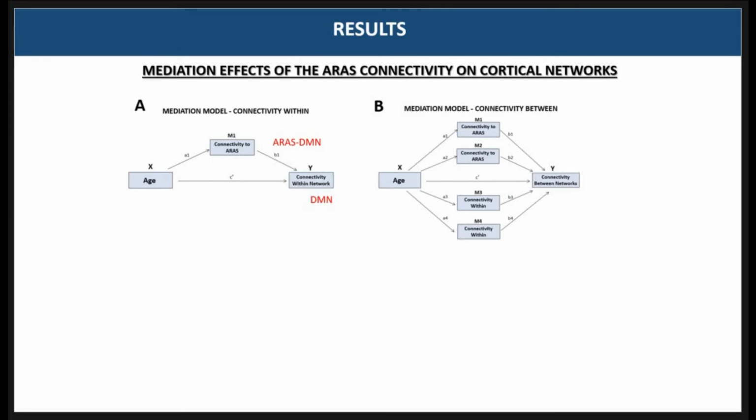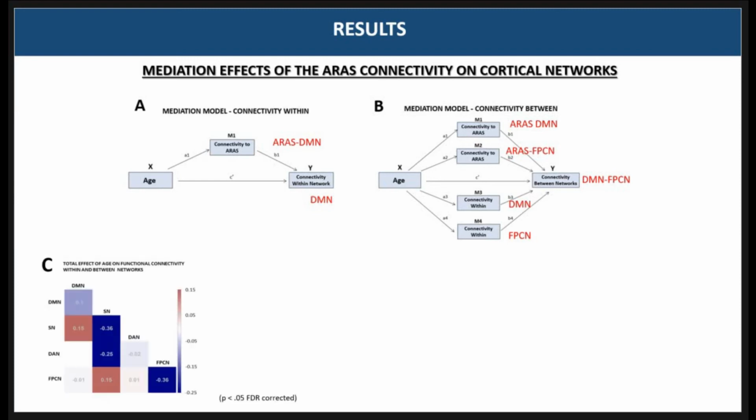In model B, we tested whether the age-related increase, in most cases, in between-network connectivity is mediated by the effect of age on connectivity between the arousal system and the networks in question. For example, is age-related increase in the default mode network, frontoparietal network connectivity partially explained by the effect of age on the connectivity between the arousal system and the default mode network and the arousal system and the frontoparietal network, while controlling for the effects of age on the connectivity within those networks?